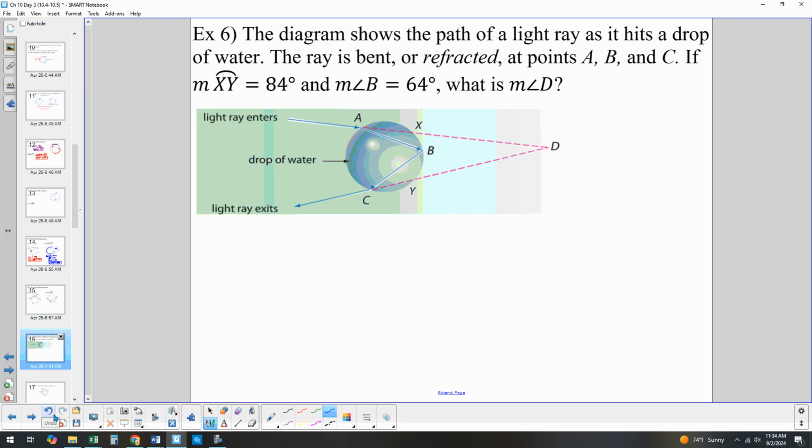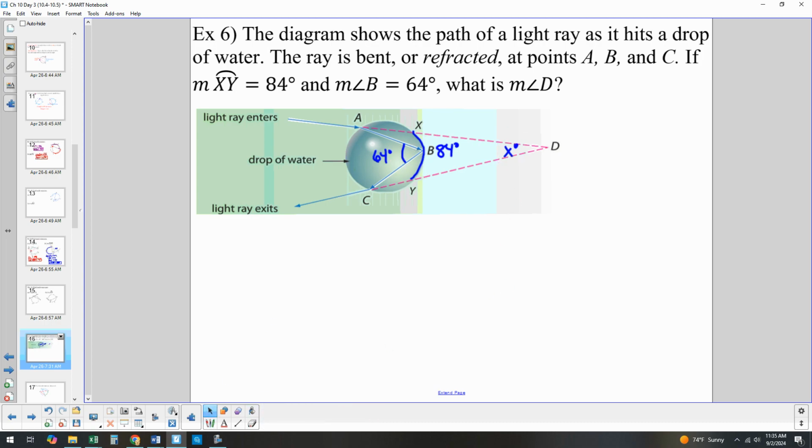For example 6, the diagram shows the path of a light ray as it hits a drop of water. The ray is bent or refracted at points A, B, and C. If the measure of arc XY is 84 degrees, and the measure of angle B is 64 degrees, what is the measure of angle D?